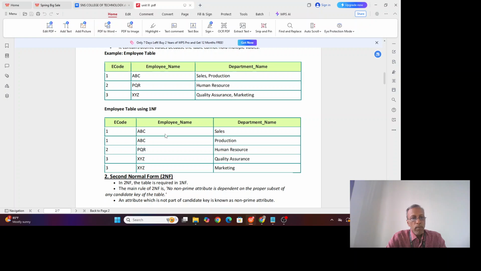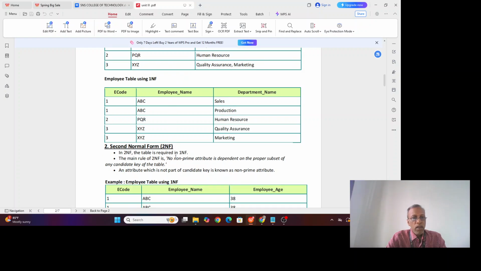In the second normal form, 2NF, the table is recorded in 1NF. The main rule of 2NF is that no non-prime attribute is dependent on the proper subset of any candidate key of the table. This is the main thumb rule we have to follow. First we have to recall what a candidate key is, then only it is possible to understand.